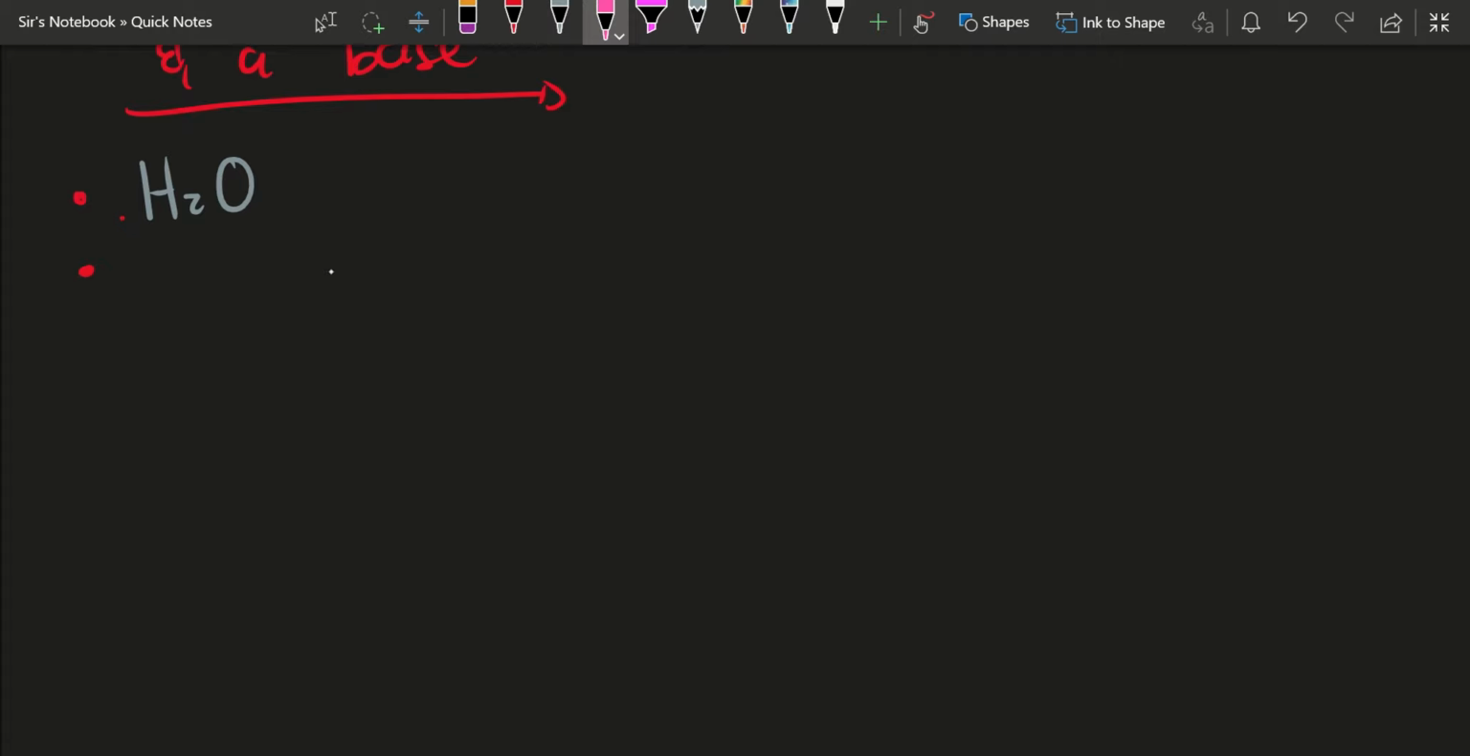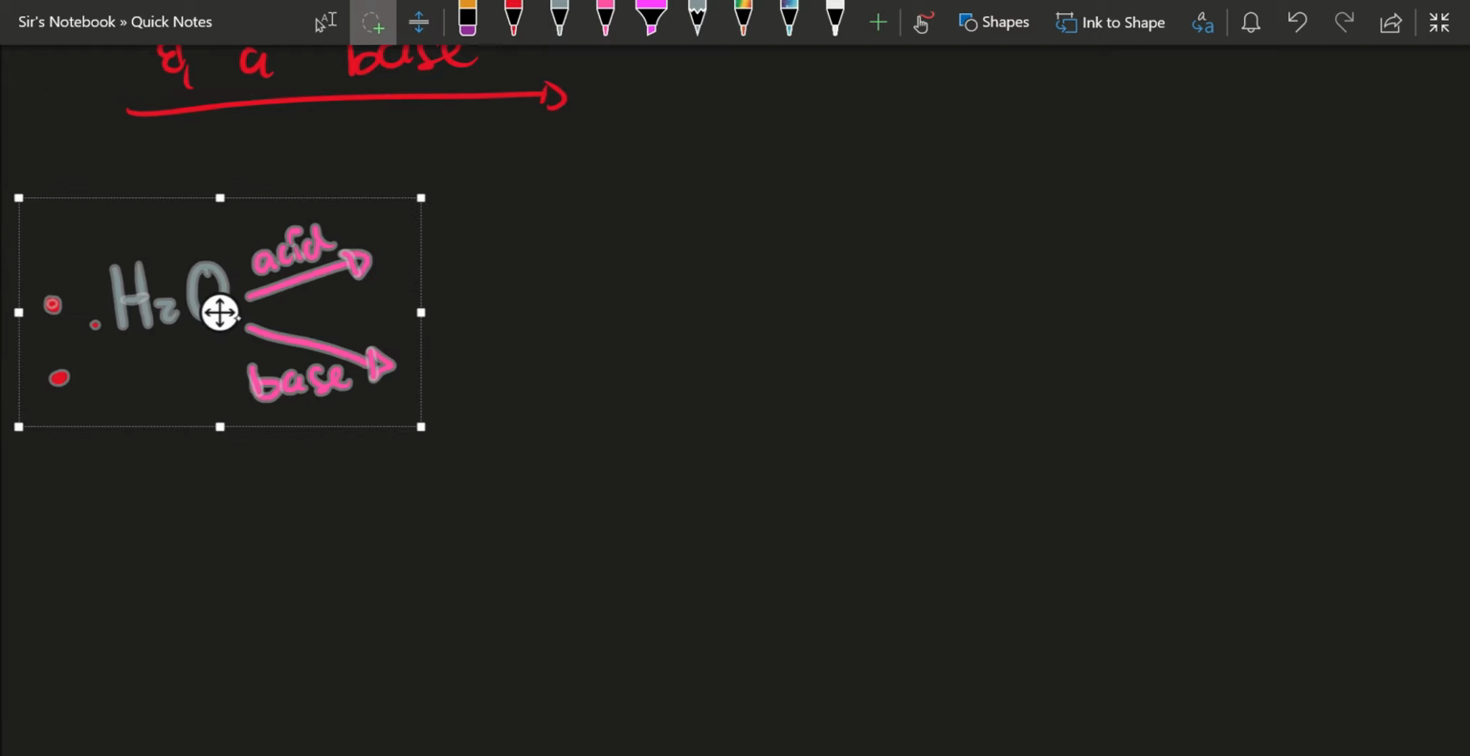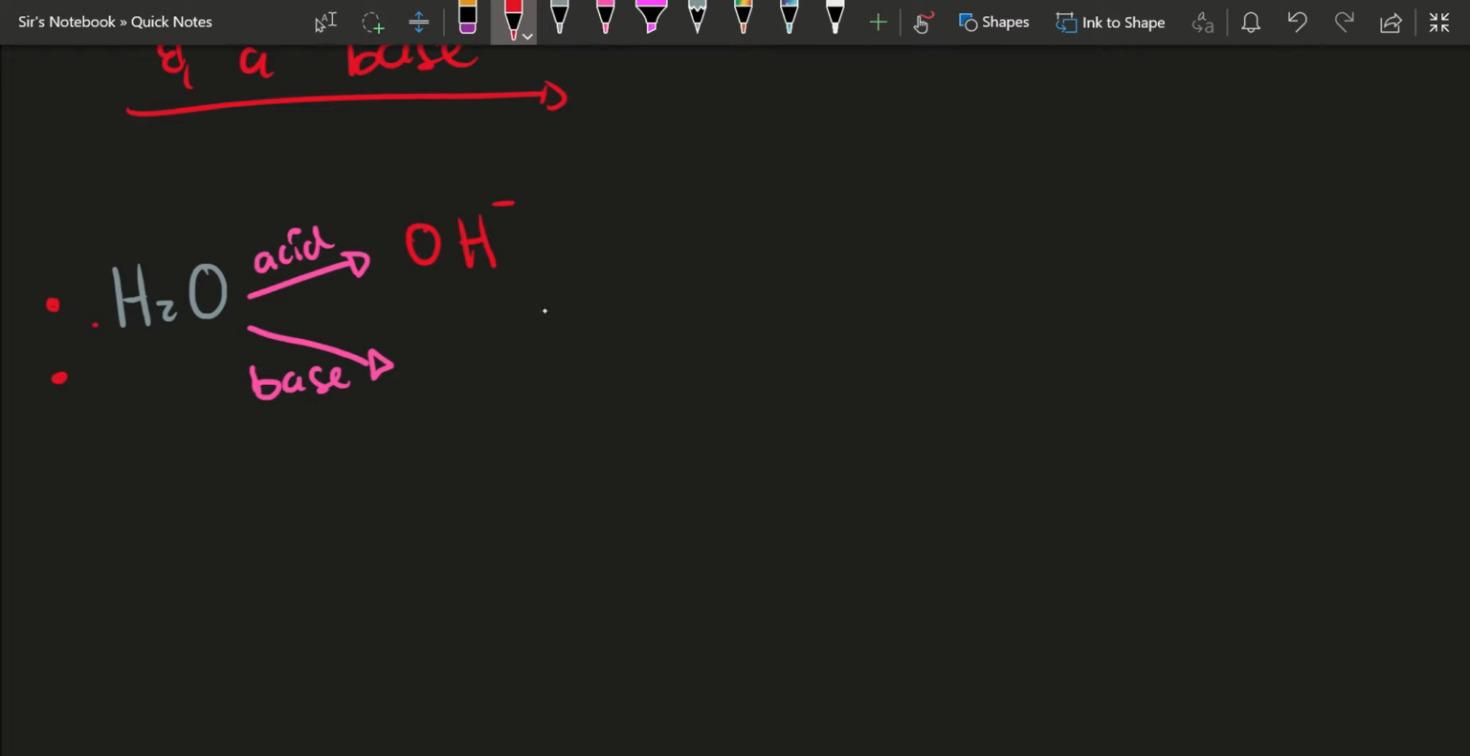So let's say water acts as an acid in a certain reaction. If water acts as an acid, remember, what is an acid? A proton donor, right? If water acts as an acid, we all know that it gives away a proton. Therefore, it forms OH minus. When water acts as an acid, it forms OH minus, right?